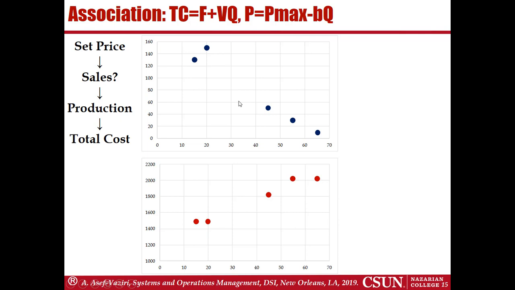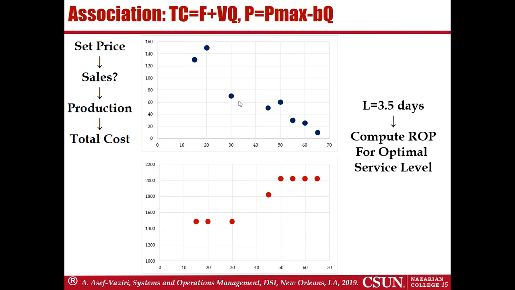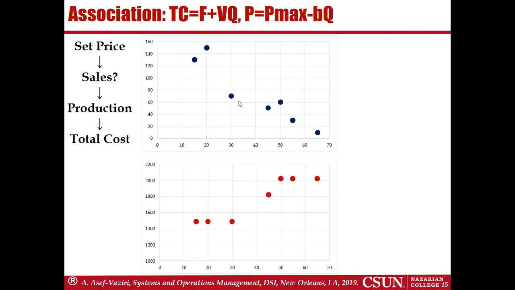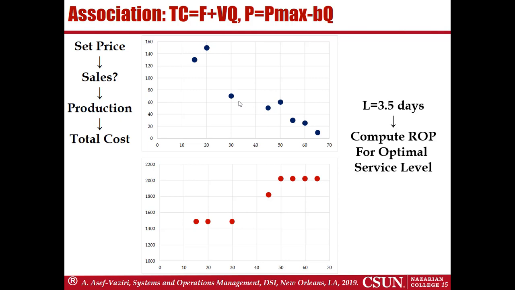So the top one, the blue one, is the demand curve, and the bottom one is the total cost curve. And then the students will use these data to come up with the maximal price they can set, the maximal quantity that they can sell, and what is the fixed cost and what is the variable cost. These are very neat understandings, and in these computations they don't even need to solve one equation, one unknown.